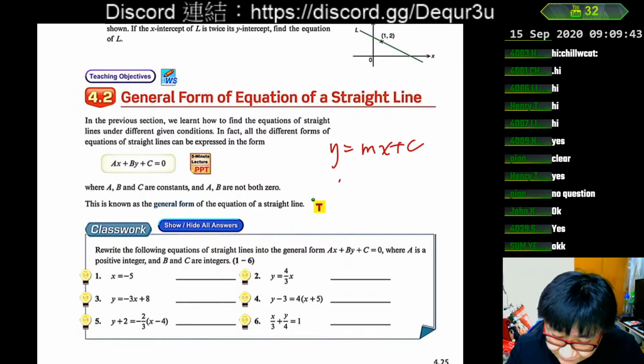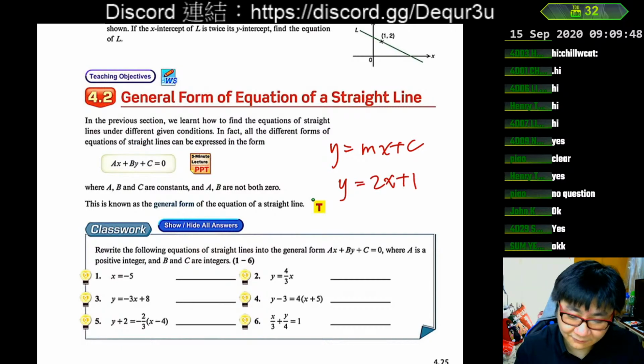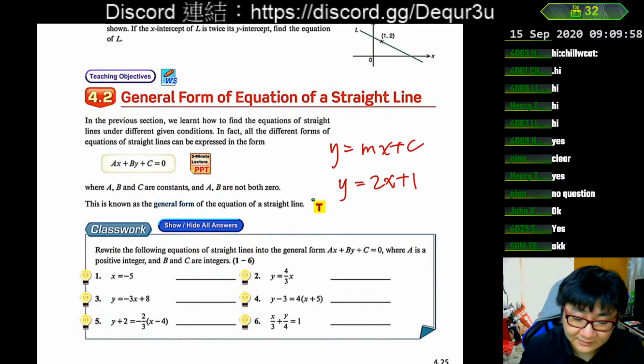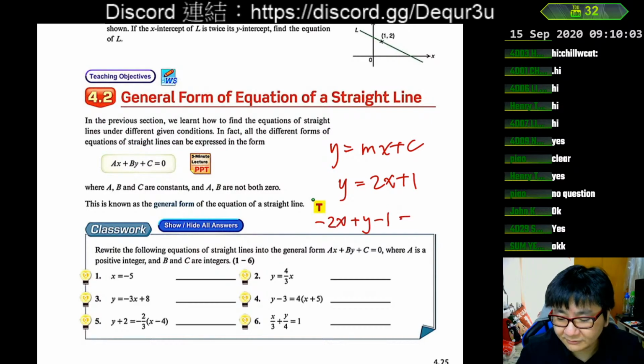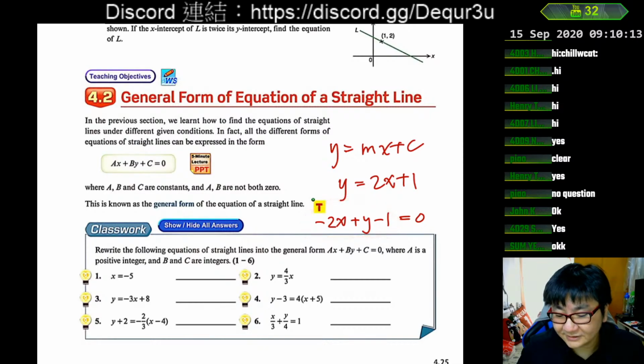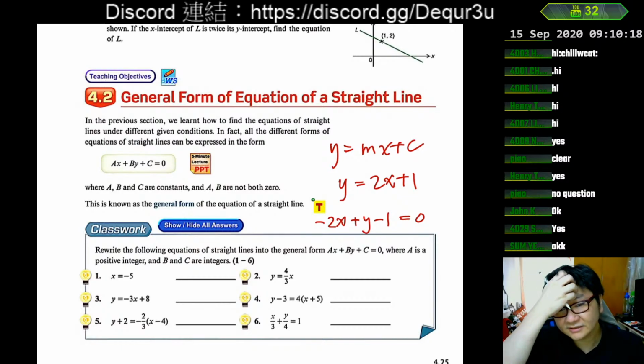Okay, anyway, for example, if the straight line is y equal to 2x plus 1, what about its general form? General form is just we try to put all the terms on one side and the other side 0. For example, we move this 2x plus 1 to the left-hand side. Then it would be negative 2x plus y minus 1 equal to 0. We try to arrange it with x first, then y, then the constant, then 0. If all terms are on one side and the other side has nothing left, just 0, then this is the general form.